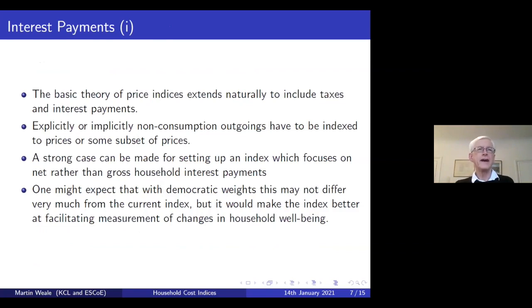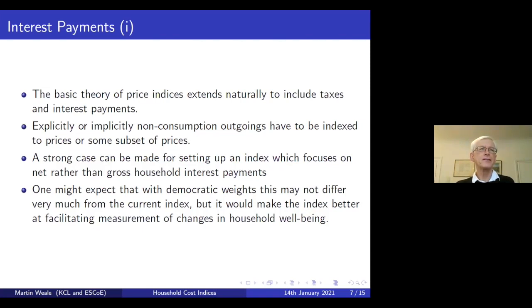What about interest payments? Well, the basic theory of price indices does extend naturally to include both taxes and interest payments. You can take the underlying theoretical framework which asks the question, how much do people's receipts have to change to deliver the same level of utility? And plainly, if they have to pay 20% of their income in taxation, and the only thing that changes is that the amount of tax they have to pay goes up to 21%, then it's fairly easy to say how much of an increase in their income they need to offset the effect of that increase in taxes. But nevertheless, interest rates and tax rates aren't quite the same thing as prices.